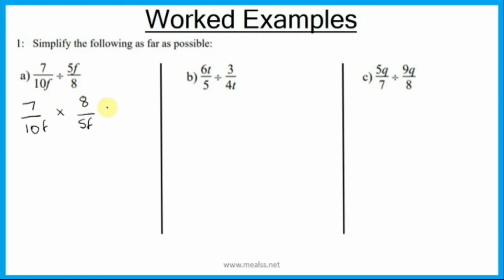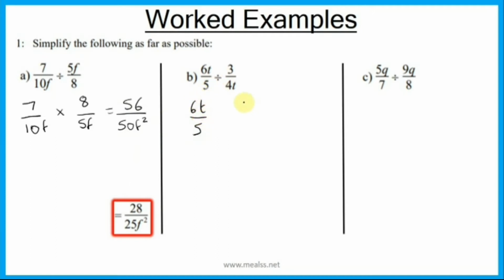So 7 times 8 is 56, and 10f times 5f is 50f squared. Now if I simplify this, I get a final answer of 28/25f squared. All I've done is divide it by common factor, which in this case is 2, and that's how I've got 28/25f squared.